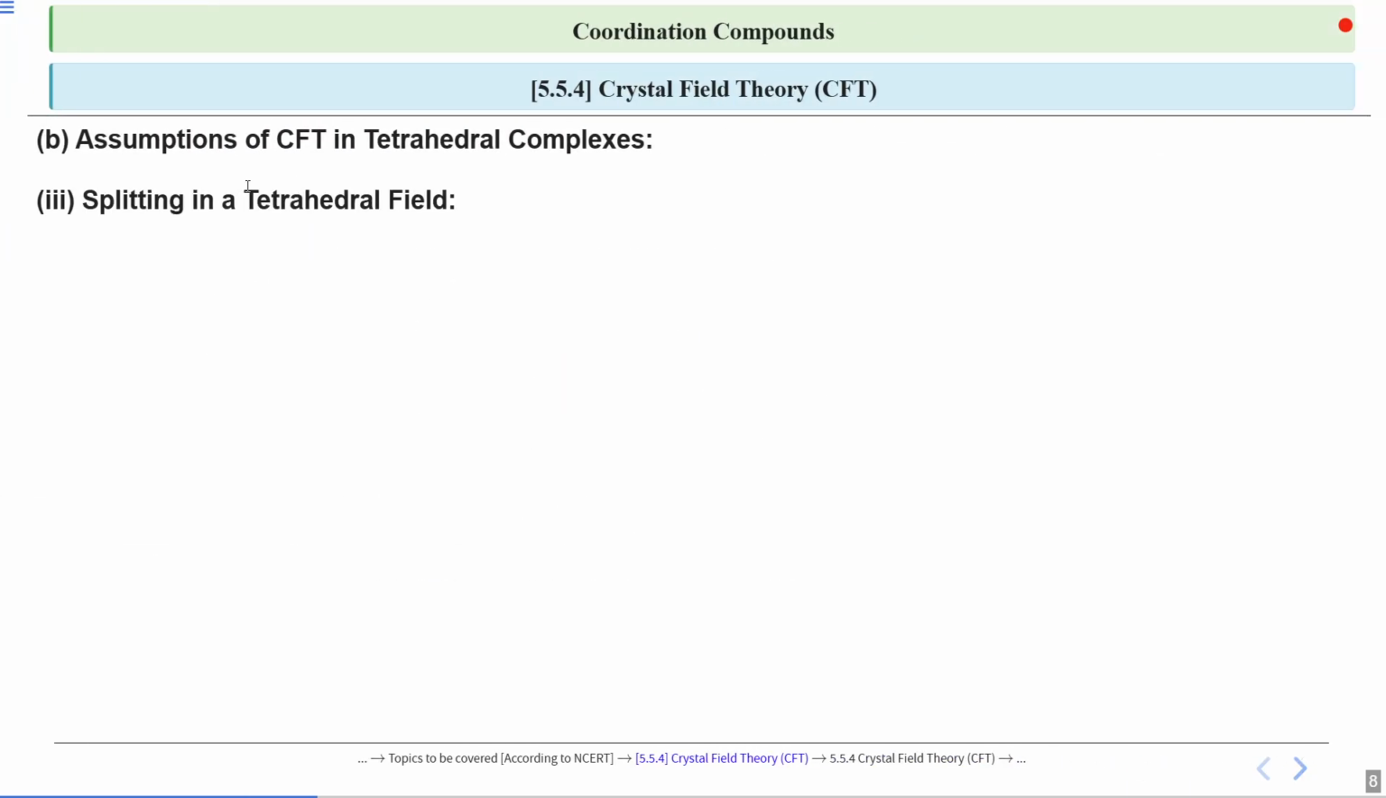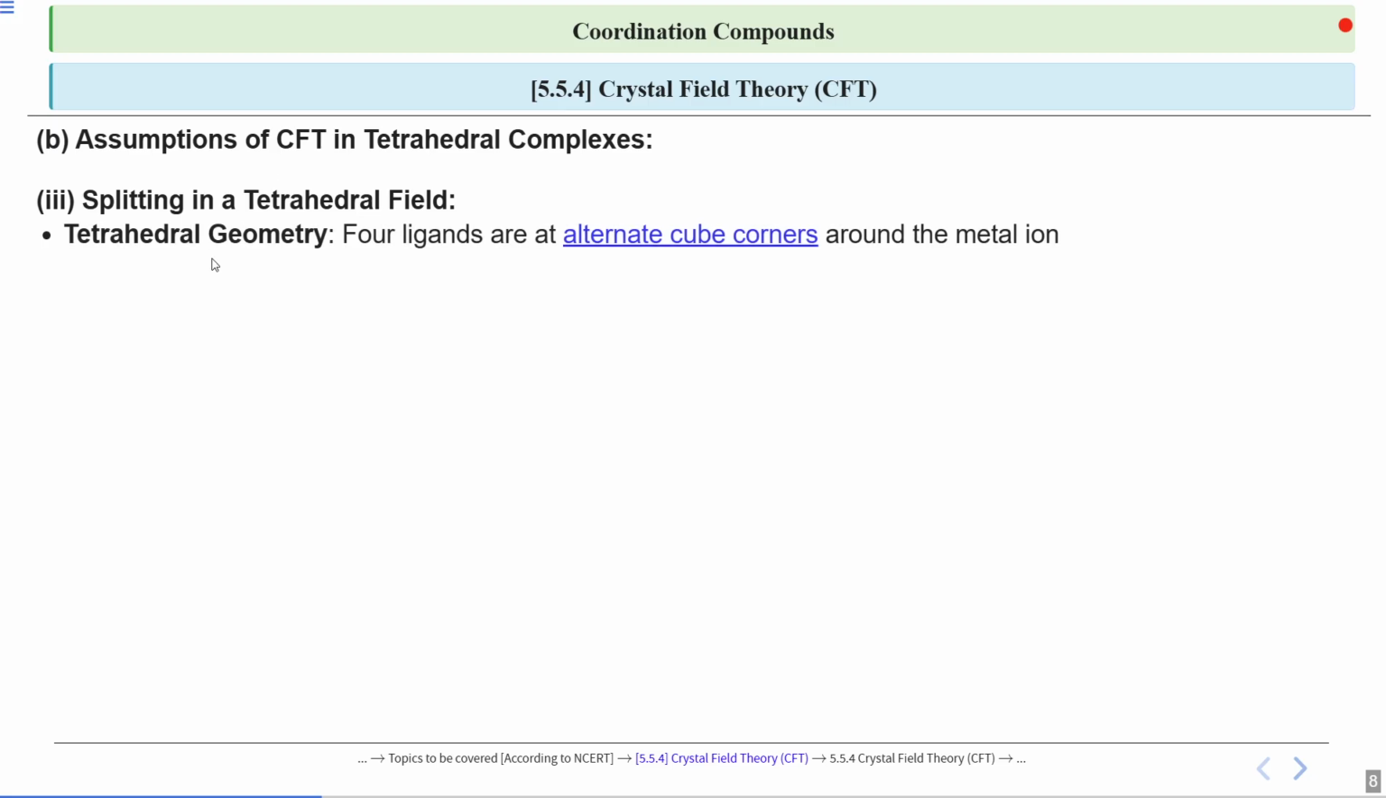The third assumption we are going to make is splitting in a tetrahedral field. So how is the splitting going to be in the tetrahedral field? First of all, we are talking about the tetrahedral field. That means the geometry of our complex is going to be tetrahedral. We have talked about the octahedral, in which the geometry of the complex was octahedral. Here the geometry of the complex will be tetrahedral.